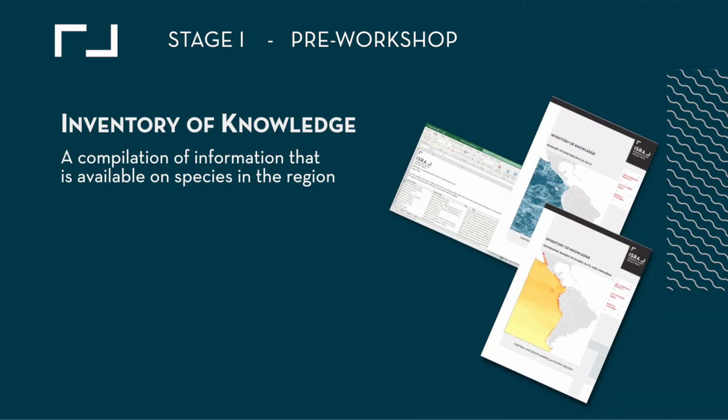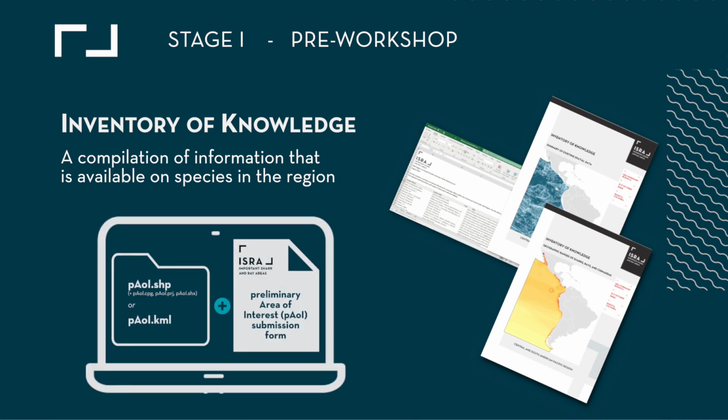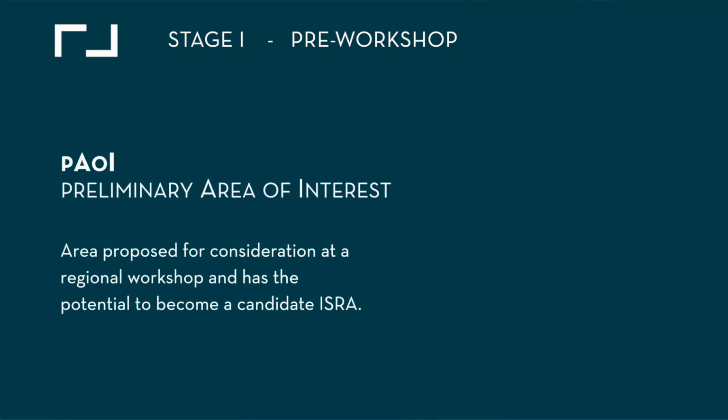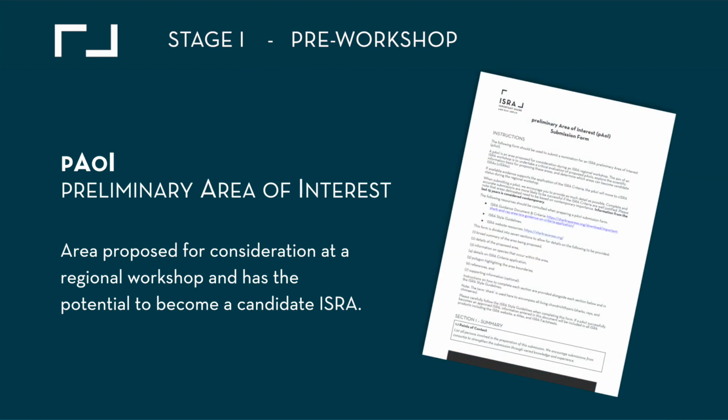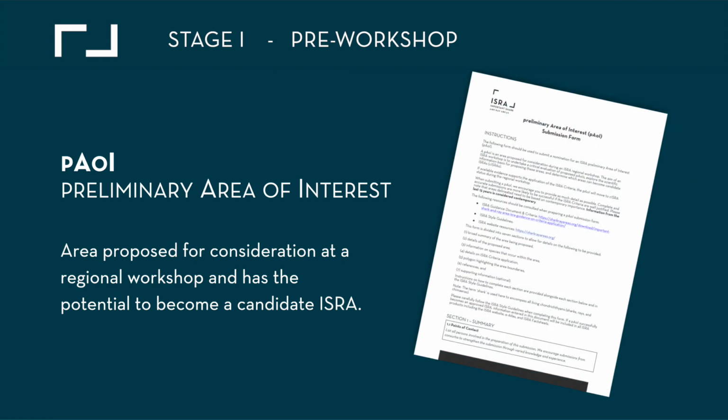An inventory of knowledge is a compilation of information that is available on species in the region. During this stage, workshop participants can review the inventory of knowledge available, and by applying the ISRA criteria, can propose preliminary areas of interest. A preliminary area of interest is an area proposed for consideration at a regional workshop and has the potential to become a candidate ISRA. Using the preliminary area of interest submission form, participants will submit to the ISRA team proposals within predetermined deadlines.